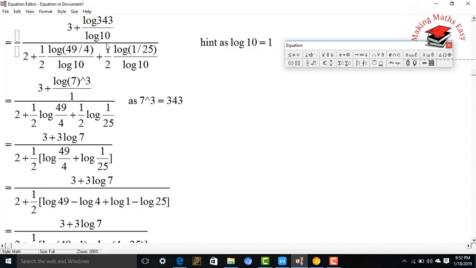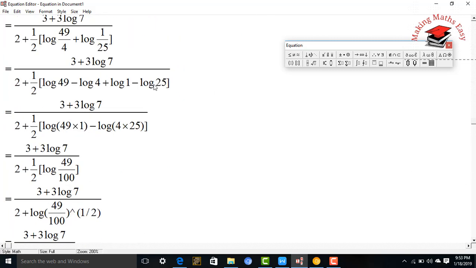So it is the log of 343, which is equal to 7 raised to 3, and 1 by 2 log of 49 upon 10. I have taken the 1 by 2 as a common, and then I have used the logarithmic property. Log of a divided by b is equal to log of a minus log of b. Similarly, I have used here 1 upon 25, so log of 1 minus log of 25.